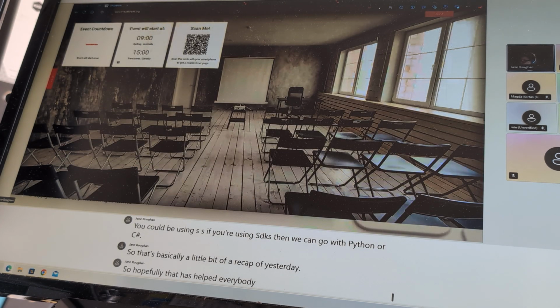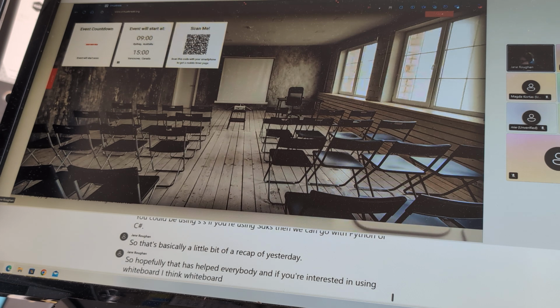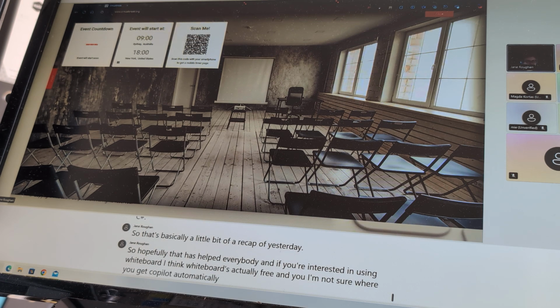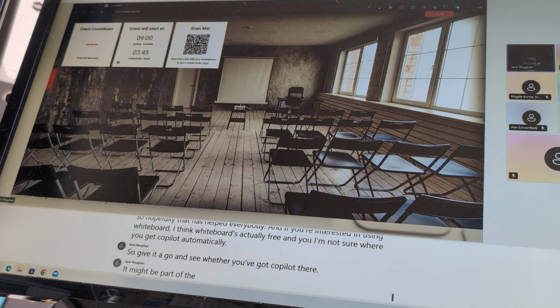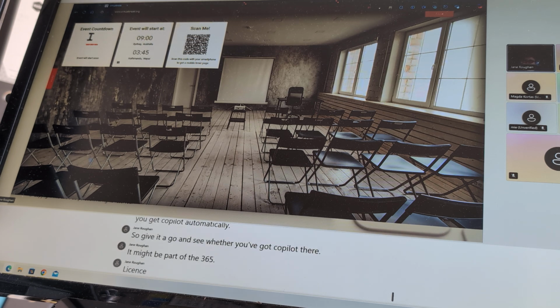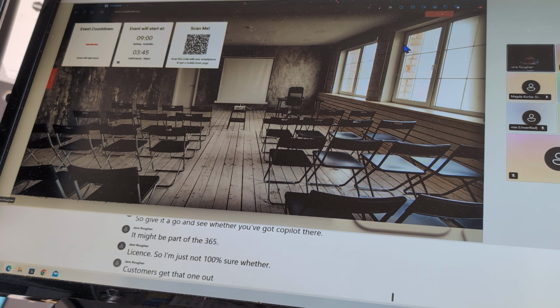And if you're interested in using Whiteboard, I think Whiteboard's actually free. And I'm not sure whether you get Copilot automatically. So give it a go and see whether you've got Copilot there. It might be part of the 365 license. So I'm just not 100% sure whether customers get that one out of the box or not.